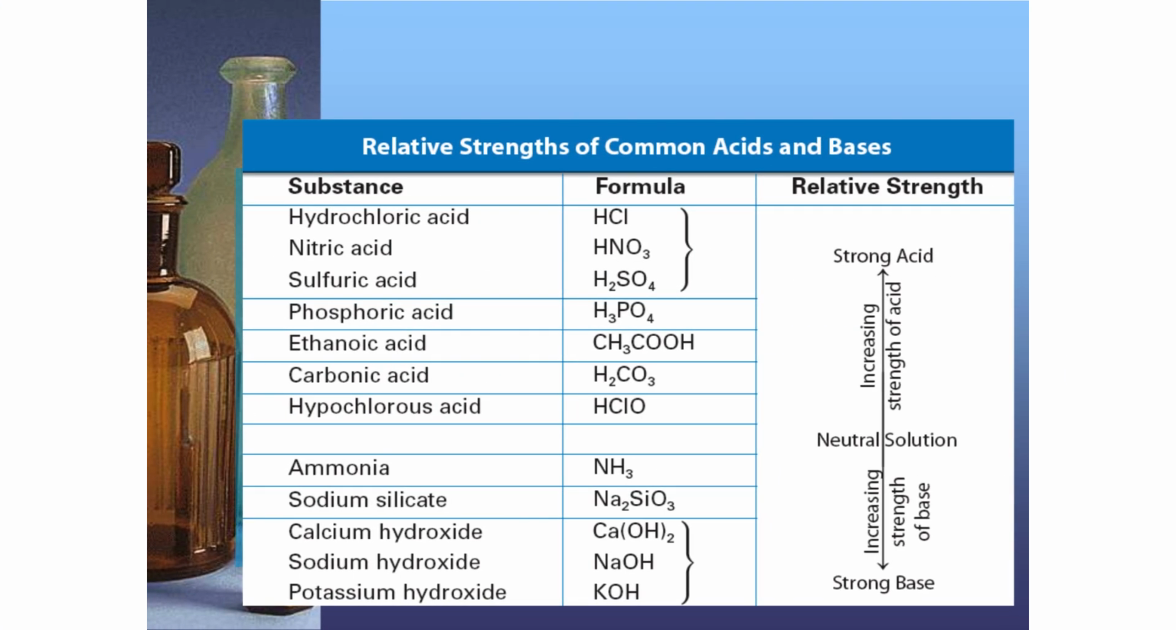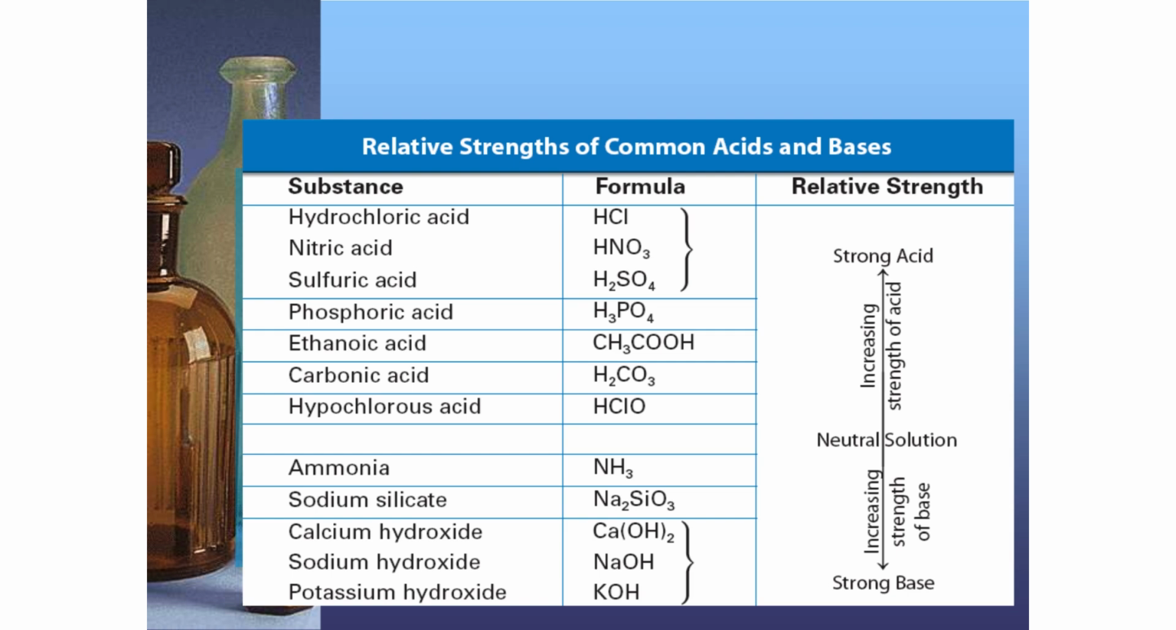Next, we explore a table that shows the relative strengths of some common acids and bases. The table has 3 columns: substance, formula, and relative strength. For acids, hydrochloric acid, HCl, is a strong acid. Other strong acids include nitric acid, HNO3, and sulfuric acid, H2SO4. Then we have weaker acids like phosphoric acid, H3PO4, ethanoic acid, CH3COOH, carbonic acid, H2CO3, and hypochlorous acid, HClO.